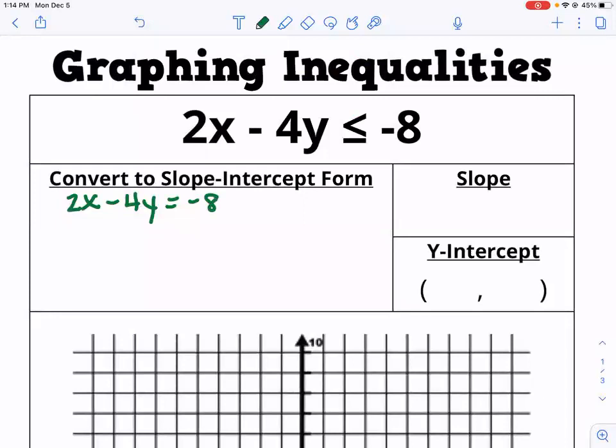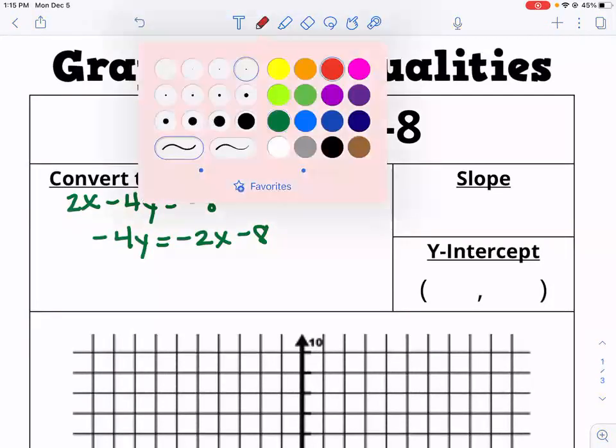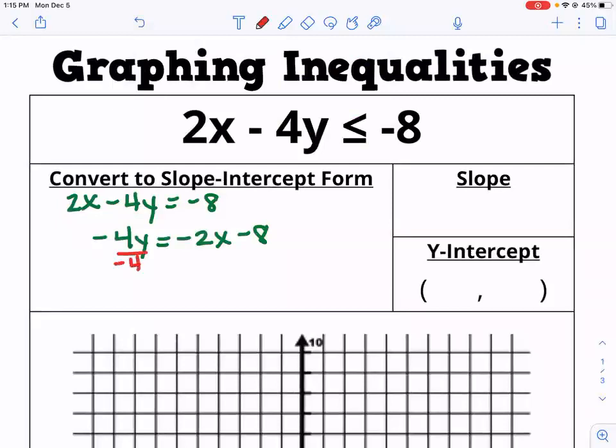Now, we really like slope-intercept form. So let's get our line into slope-intercept form. How do we do that? First step. Subtract the 2x. So I have negative 4y equals negative 2x minus 8. I subtracted the 2x over. Now to get y by itself, what do we need to do? We need to divide by negative 4.